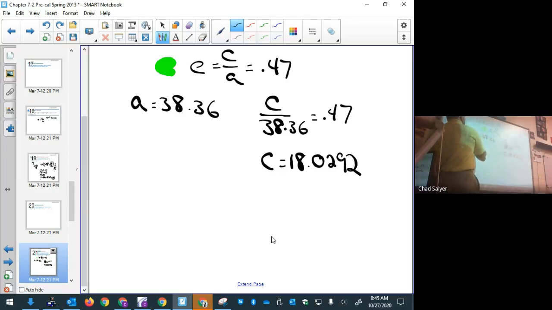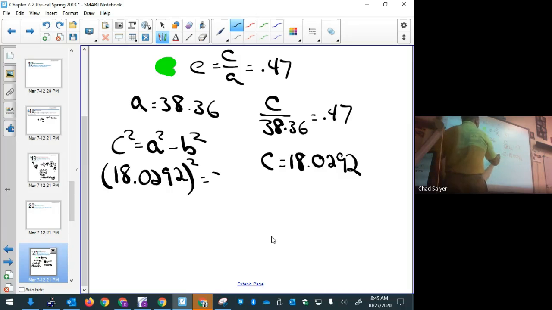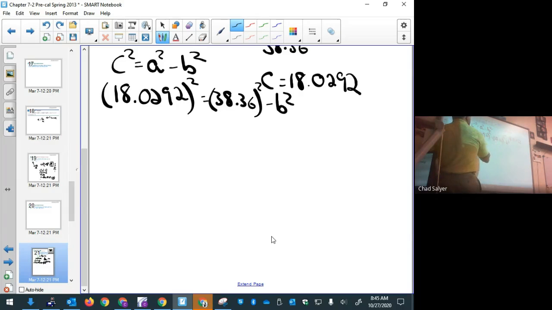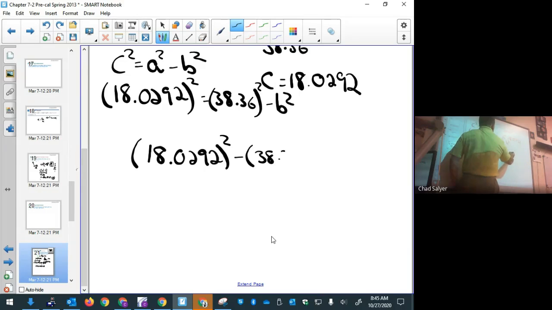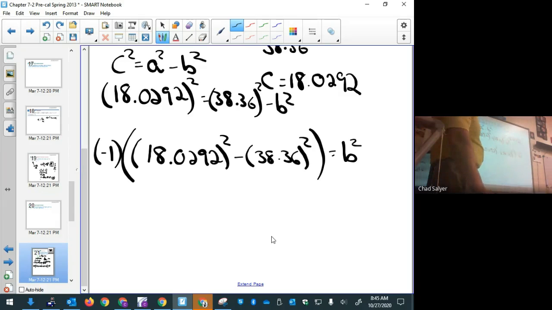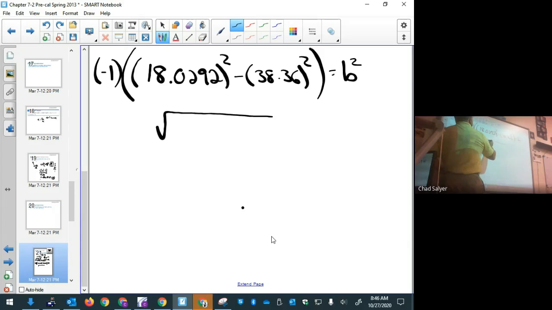And then I know that C squared equals A squared minus B squared. So 18.0292 squared equals 38.36 squared minus B squared. So solving this for B, I get this. So what I did, subtracted this 38.36 squared and then multiplied both sides by -1. You get that? So we take the square root of that mess to get B. So that's going to be negative.